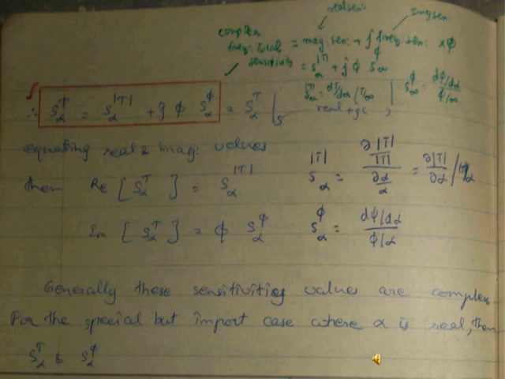So generally these are the sensitivity values. They are complex in general, but for the special case where the input alpha is real, we get S T alpha and S phi alpha.